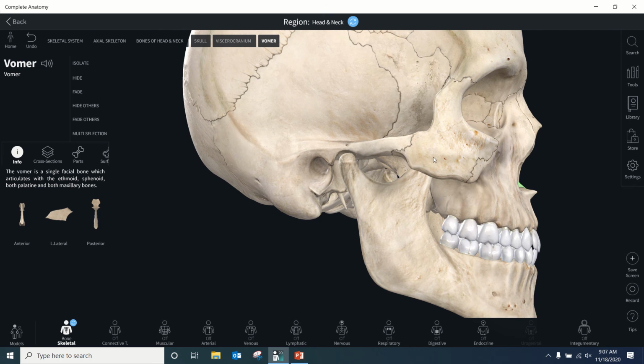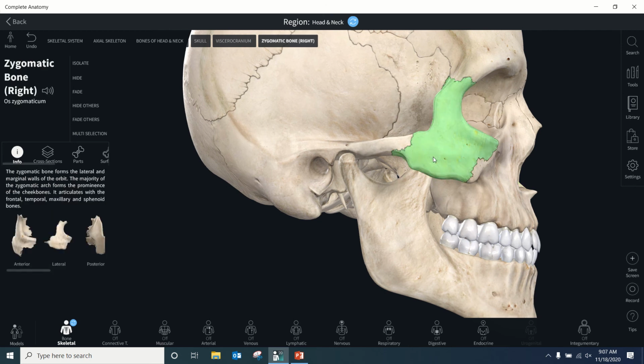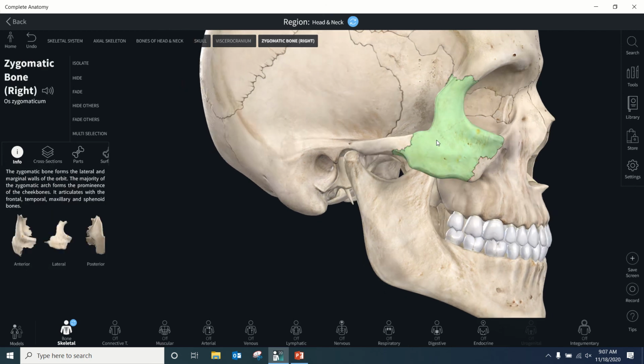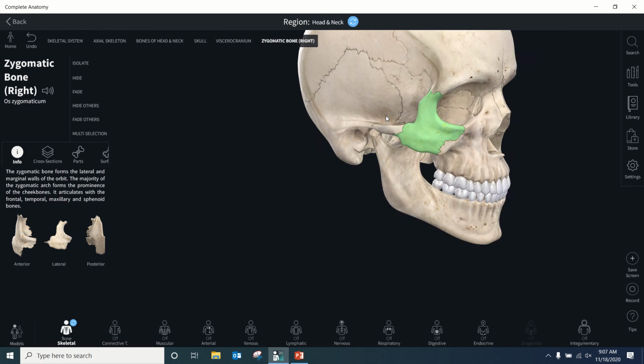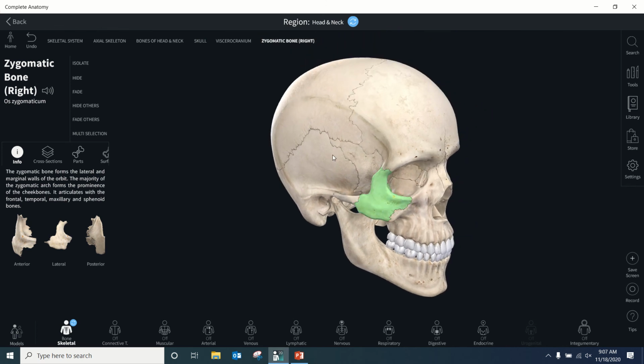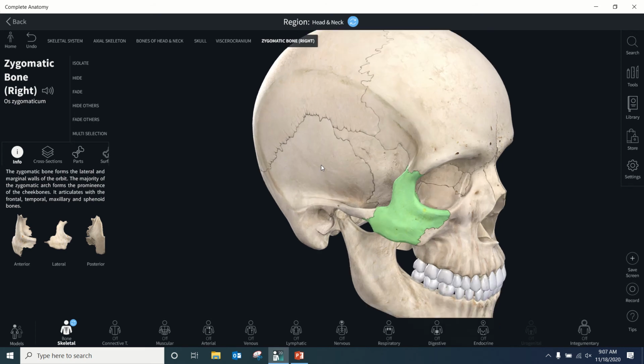So then we've got the zygomatic bone, which is here. So the zygomatic bone is more colloquially known as your cheekbone. So you can see the right zygomatic bone there does interact with the maxilla, which is up there. But anyway, so there's your zygomatic bone right there. And again, that's going to interact with that zygomatic process on the temporal bone. And so again, the zygomatic bone is known as your cheekbone.